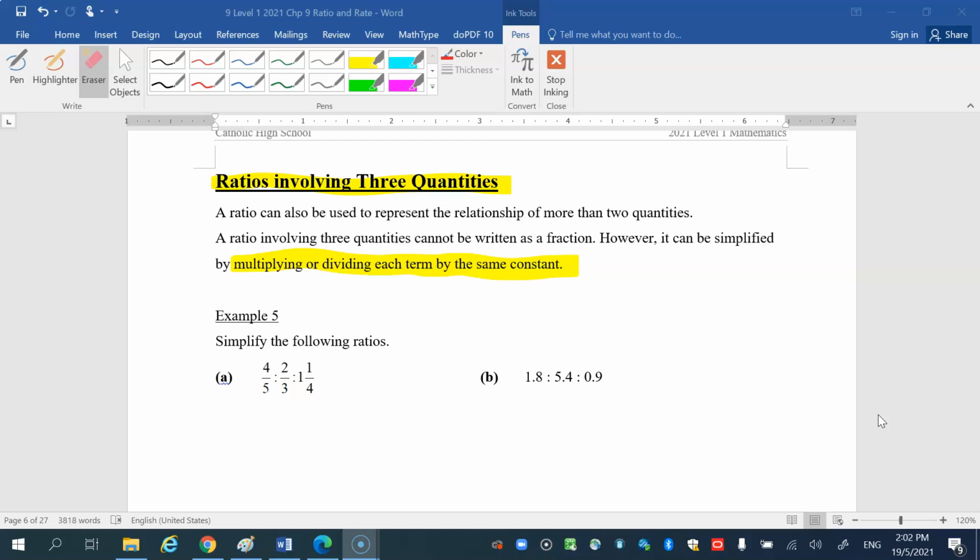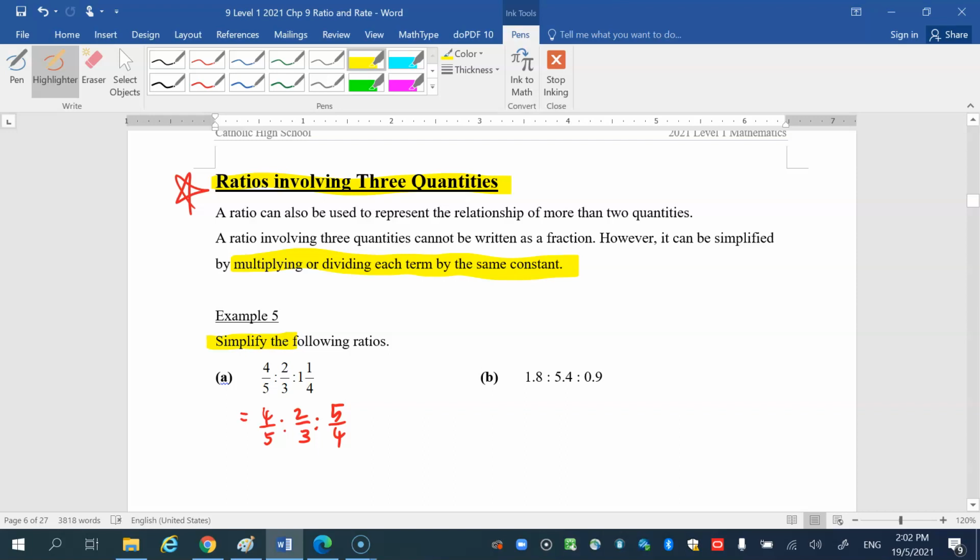Okay, so we're looking at ratios involving three quantities. Now, let's look at example 5a. You have 4 over 5 is to 2/3 is to 1 and 1/4. So if I write it as 4 over 5 is to 2/3, and I convert this to an improper fraction, it'll be 5 over 4. How do I simplify this? The question says I need to simplify the following ratios. Okay, how do I simplify it?